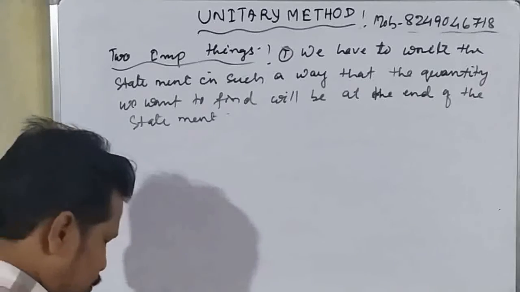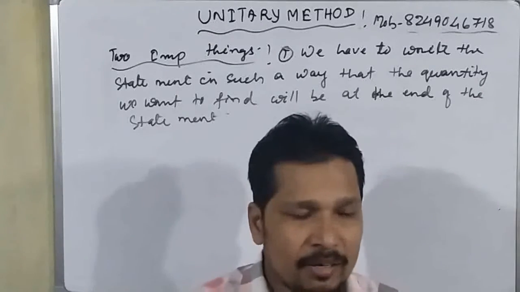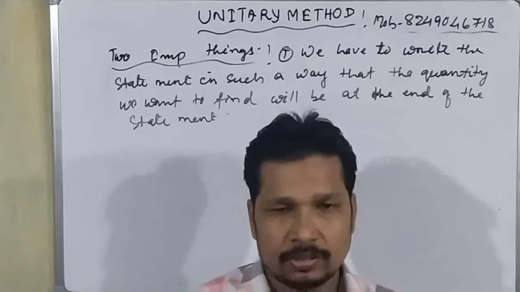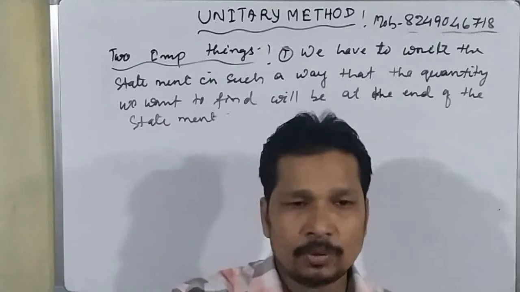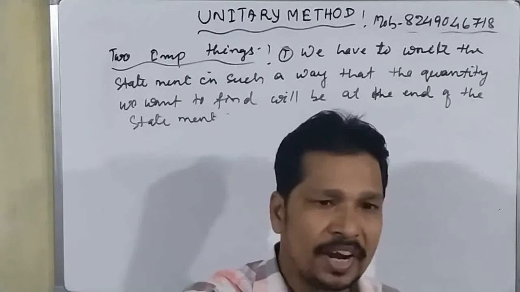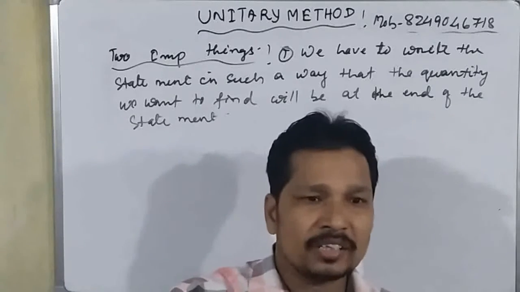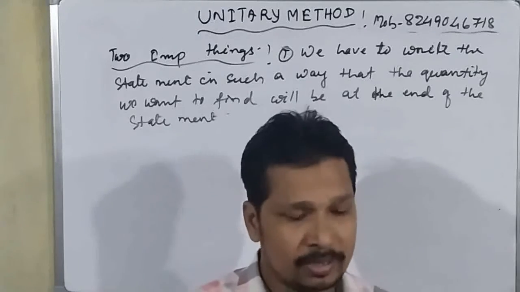Okay, student. So here we can do the sum where there are more than 2 quantities, maybe 3 quantities or maybe 4 quantities, but we have to write the statement in such a way that which quantity we want to find, that quantity should be at the last of the statement. We have to write that statement in this way.